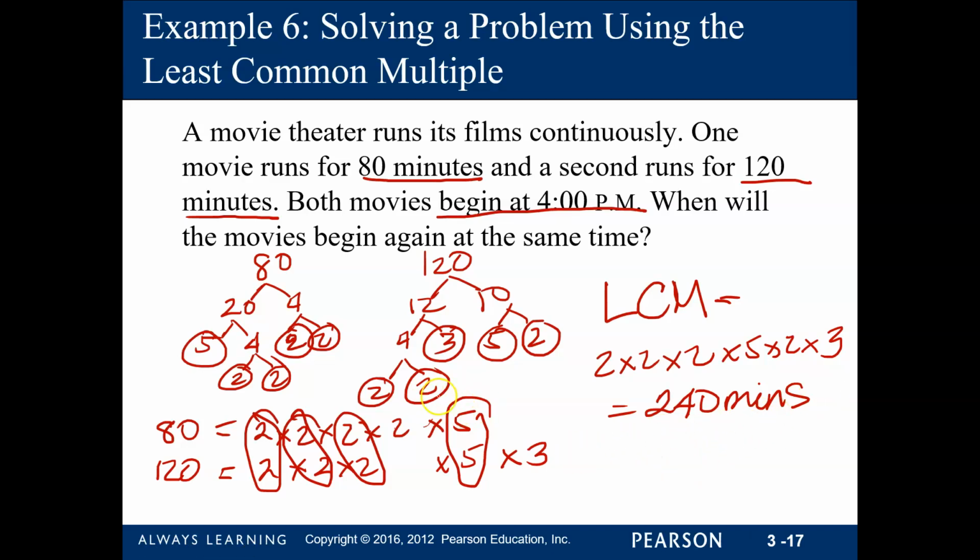So after 240 minutes, what is this equivalent to? We know that 1 hour is 60 minutes. This is equivalent to 4 hours. So after 4 hours, these two movies will play again at the same time. So at what time will it be? 4 hours plus the 4 o'clock p.m., so that would be at 8 p.m. So this is an example of how we can use LCM in real life scenarios. Thank you.